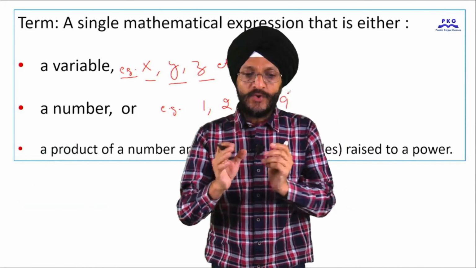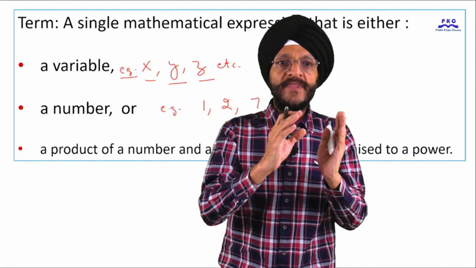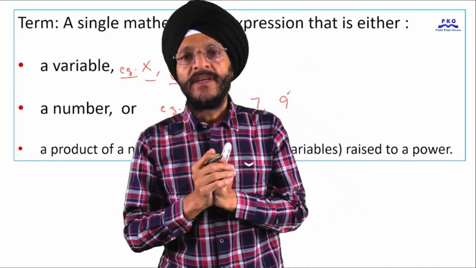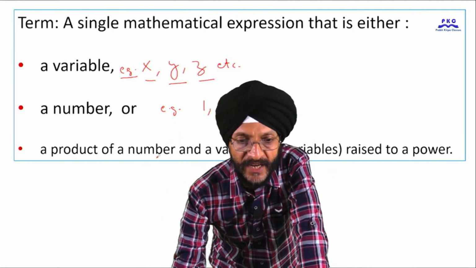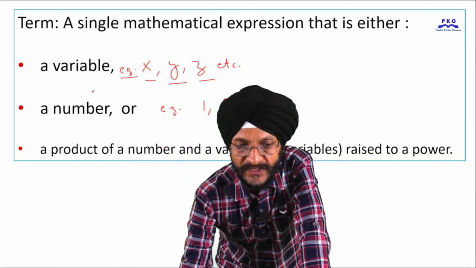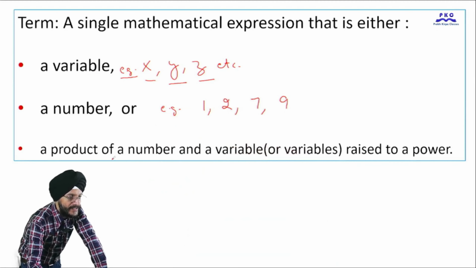The term may also be a product of a number and a variable raised to a power. What is its meaning? It means that it is a mixture of the two, a combination of both. That is, the term can be, say, 7x, 2y, 9z.